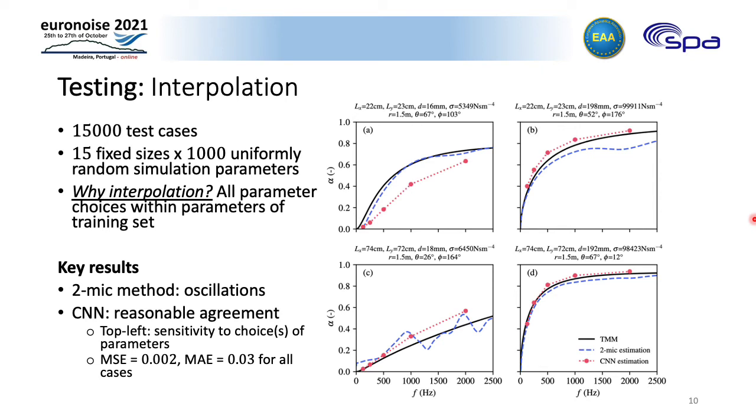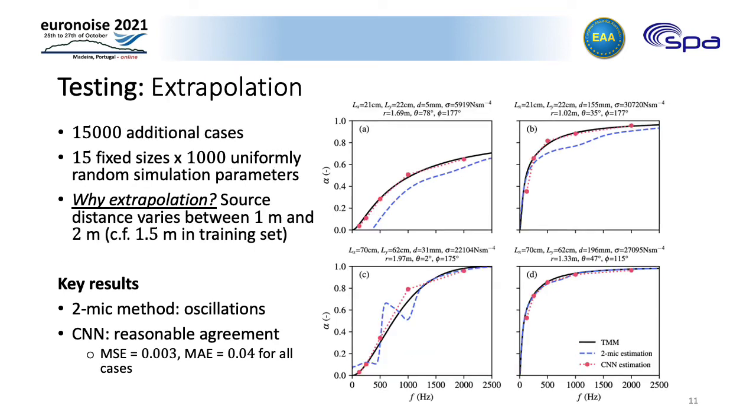The key results here are the usual oscillations in the spectra obtained with the 2-microphone method. On the other hand, the CNN shows reasonable agreement, except for the underestimation on the top left case. We suspect this is due to the sensitivity of the network to particular simulation parameter choices, and further research is needed to understand this better.